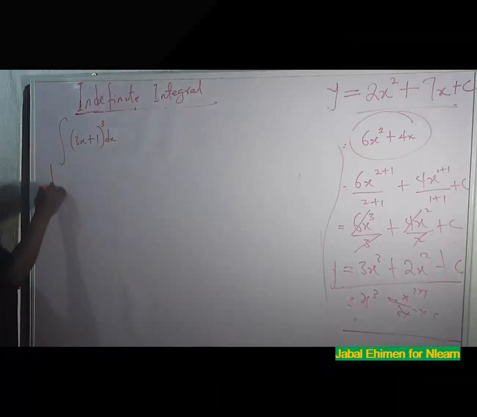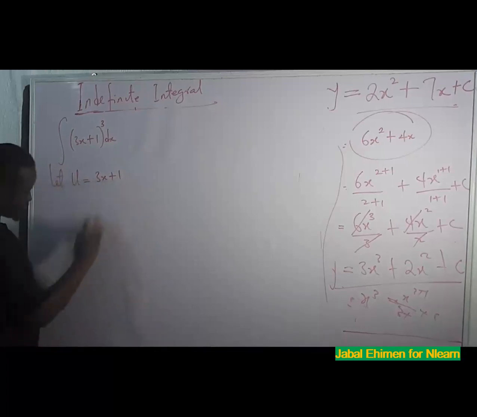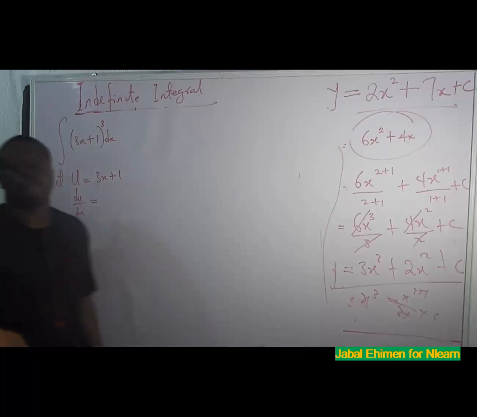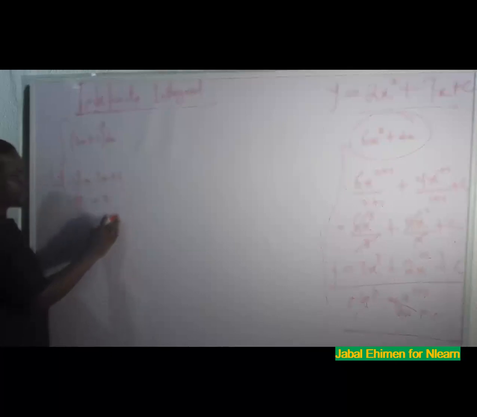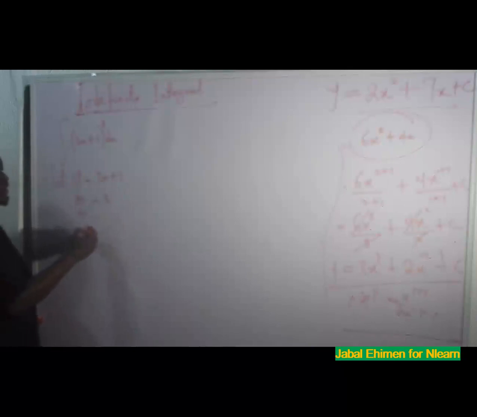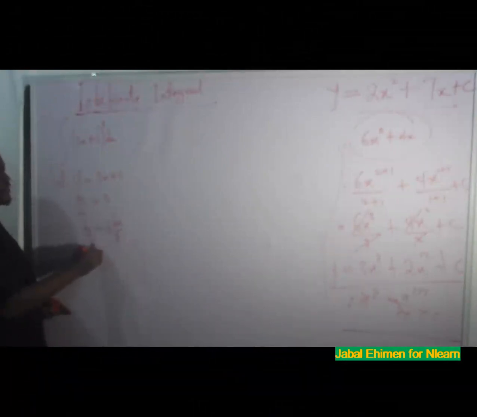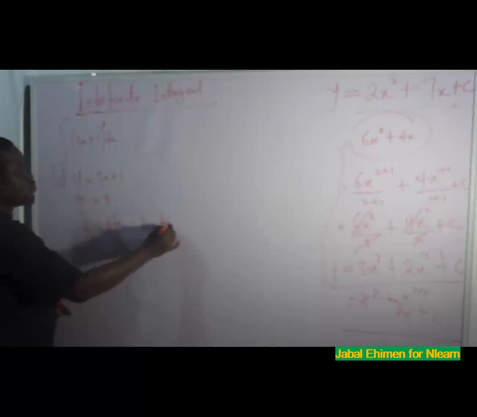The first thing you do is let u be equal to 3x plus 1. Now the next thing is du over dx, as if you are doing your normal differentiation. du over dx gives 3, because the derivative of 3x is 3 and the derivative of 1 is 0. If you cross multiply, you have du equals 3 dx. Dividing both sides by 3, the 3 cancels, so dx becomes du over 3.